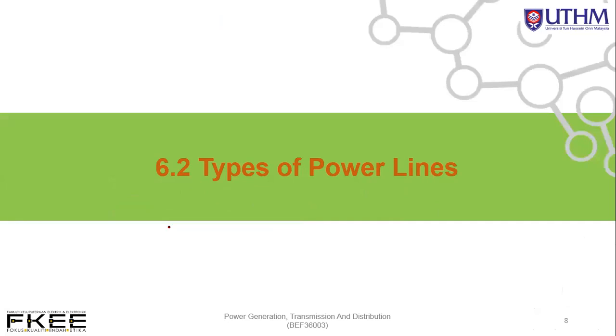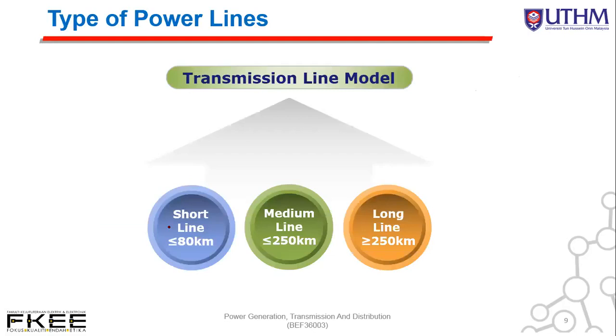Now let's look at types of power lines. Basically, a transmission line can be modeled in three different models. That is the short line; for a short line, the distance of the transmission line is less than 80 kilometer. The second one is the medium line, where the distance is between 80 to 250 kilometer. While for the long line model, usually the distance is more than 250 kilometer.